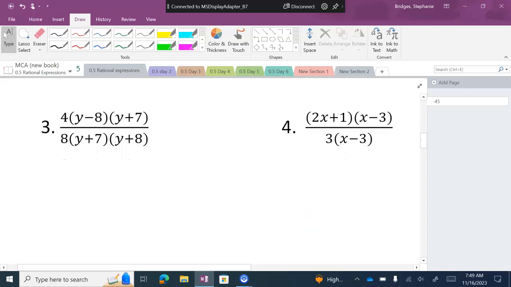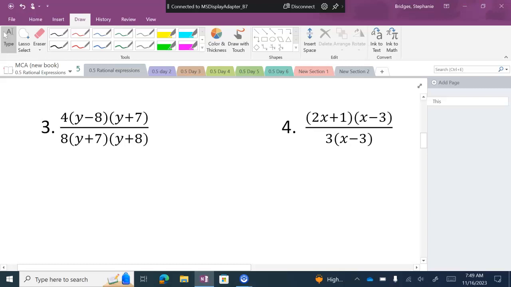All right. Now 3 and 4 look a little bit different, because now we have some parentheses with multiple terms. And again, when we start these, the very first thing you're always going to ask yourself is, can I factor any part of it? Can I factor the numerator? Can I factor the denominator?